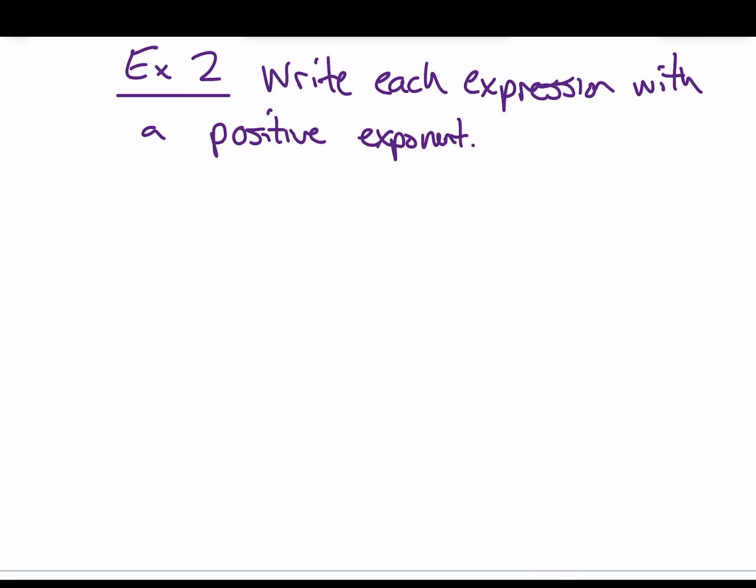Example 2, we want to write each expression with a positive exponent. So for our first one, we want to do 5 to the negative 3 power. We can use the negative exponent rule to make this negative 3 a positive by putting the whole thing in the denominator. So that becomes 1 over 5 to the third power, and 5 to the third power is 125, so our final answer is 1 over 125.